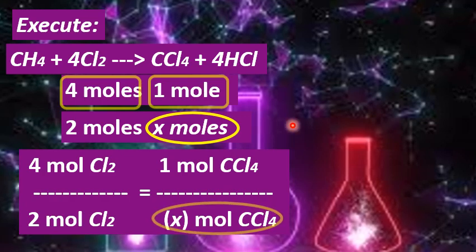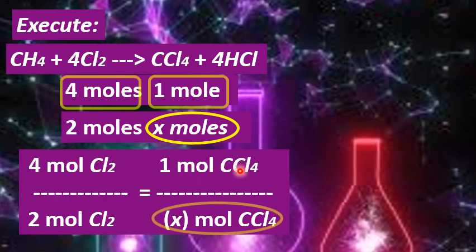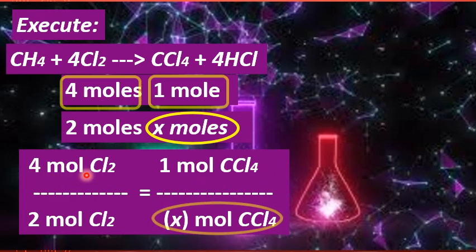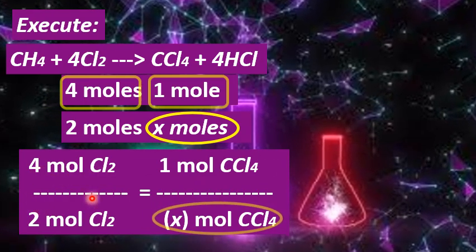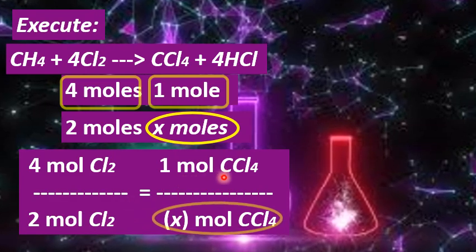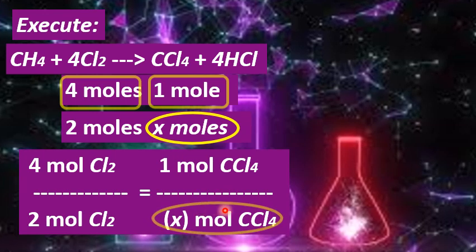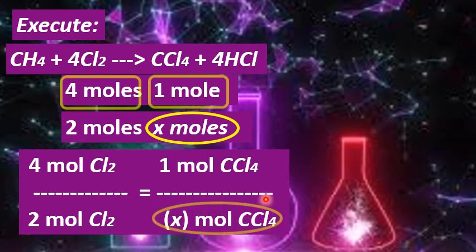Again, translating the relationship into a ratio and proportion equation, we have 4 moles of chlorine gas divided by 2 moles of chlorine gas equals 1 mole of carbon tetrachloride divided by X mole of carbon tetrachloride.